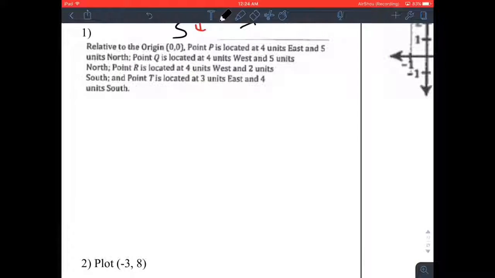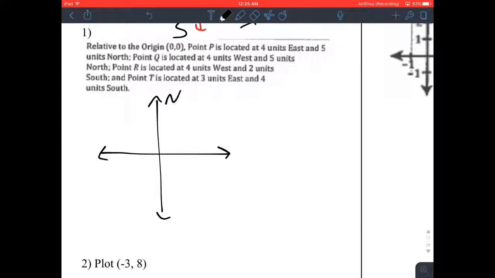So look at this example. Relative to the origin, point P is located 4 units east and 5 units north. So let's plot that. Let's make a coordinate plane. Let's go north, south, east, west. P is located 4 units east and 5 units north. So 1, 2, 3, 4 east, 1, 2, 3, 4, 5 north, point P.